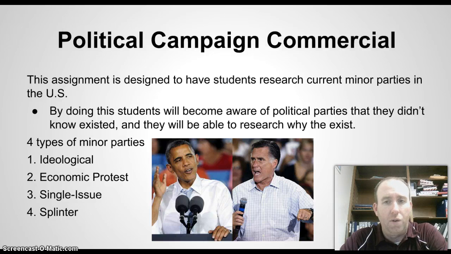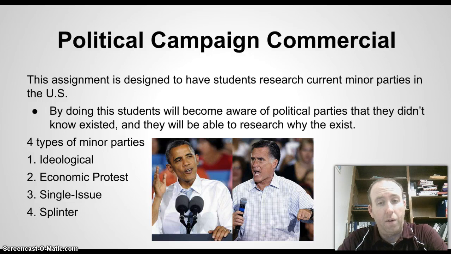There have been numerous minor parties that have existed historically, some of which you should have learned about in U.S. history. For instance, when you talked about the Progressive Era and Teddy Roosevelt, you probably talked about the Bull Moose Party. Down below, the Bull Moose Party would be an example of a splinter party. By learning about these minor parties, you'll become aware of political parties that maybe you didn't know existed, and you'll be able to research why they exist.